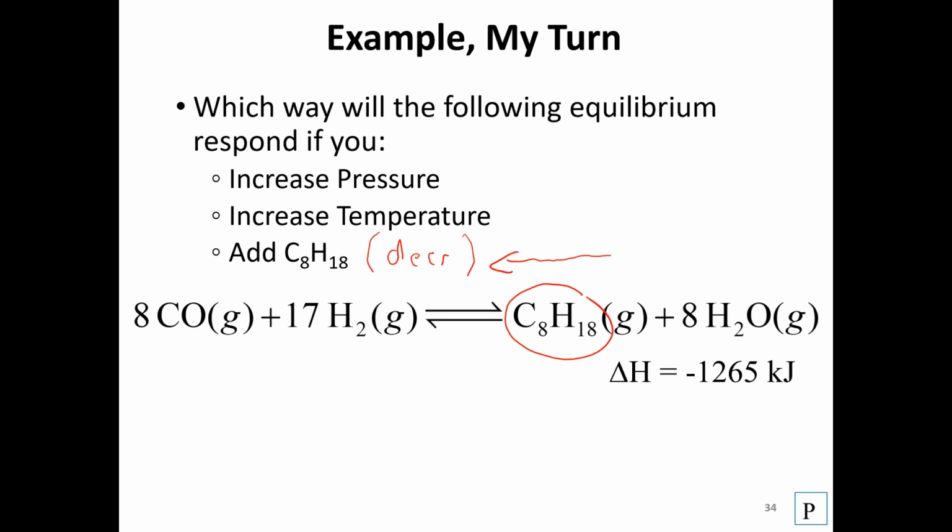Okay, let's go back up to the top one. Increase pressure. If I increase pressure, equilibrium is going to try and decrease pressure. So which way could this equilibrium shift and actually let some of the pressure off? Well, let's count the moles of gas. On the left, I have 25 moles of gas.